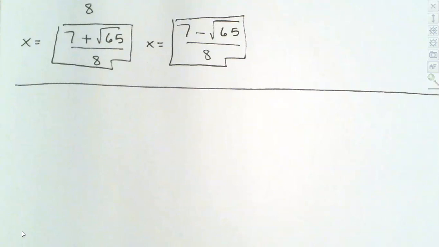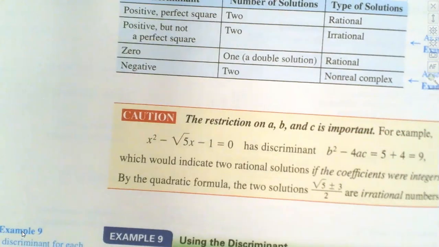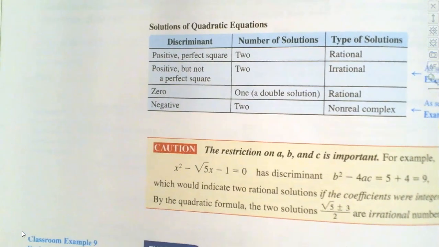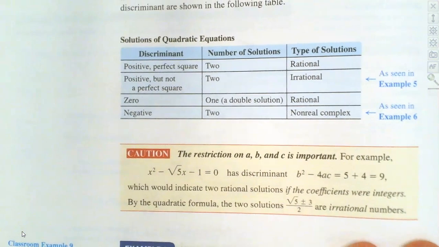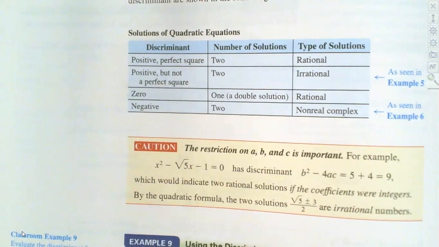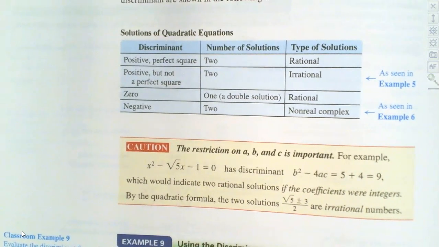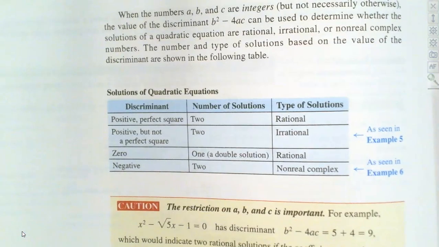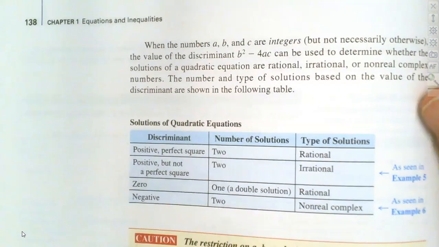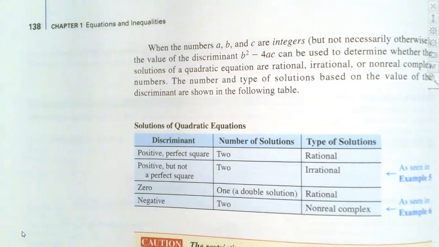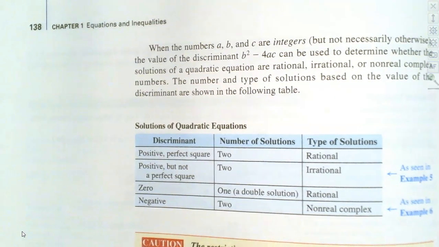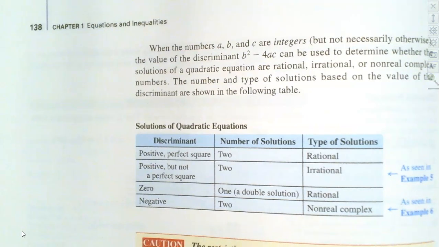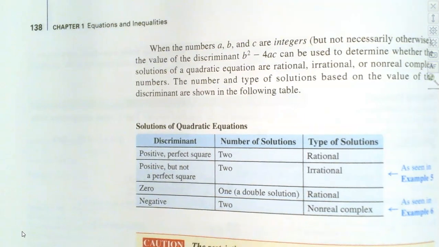So this table is on page 138. So we're going to talk now about this blue table. In some cases, you might want to see what type of answer you're going to get before you actually solve it. And this again is on 138. Now, what can we have? Well, we can have one solution or two solutions, and they can be rational, irrational, or non-real complex.